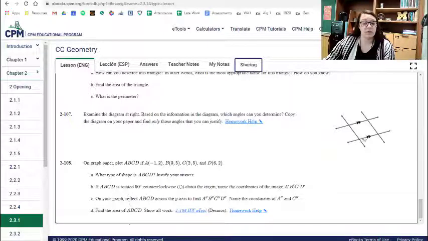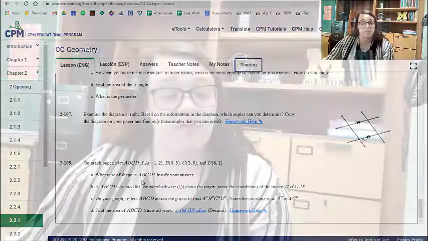And then lastly, one more, it's asking you to do it on graph paper, plot these points out and figure out what type of shape ABCD is. You'll have to think about the slopes of the sides. Give those all a shot, and if you have any questions, come see me on Zoom.